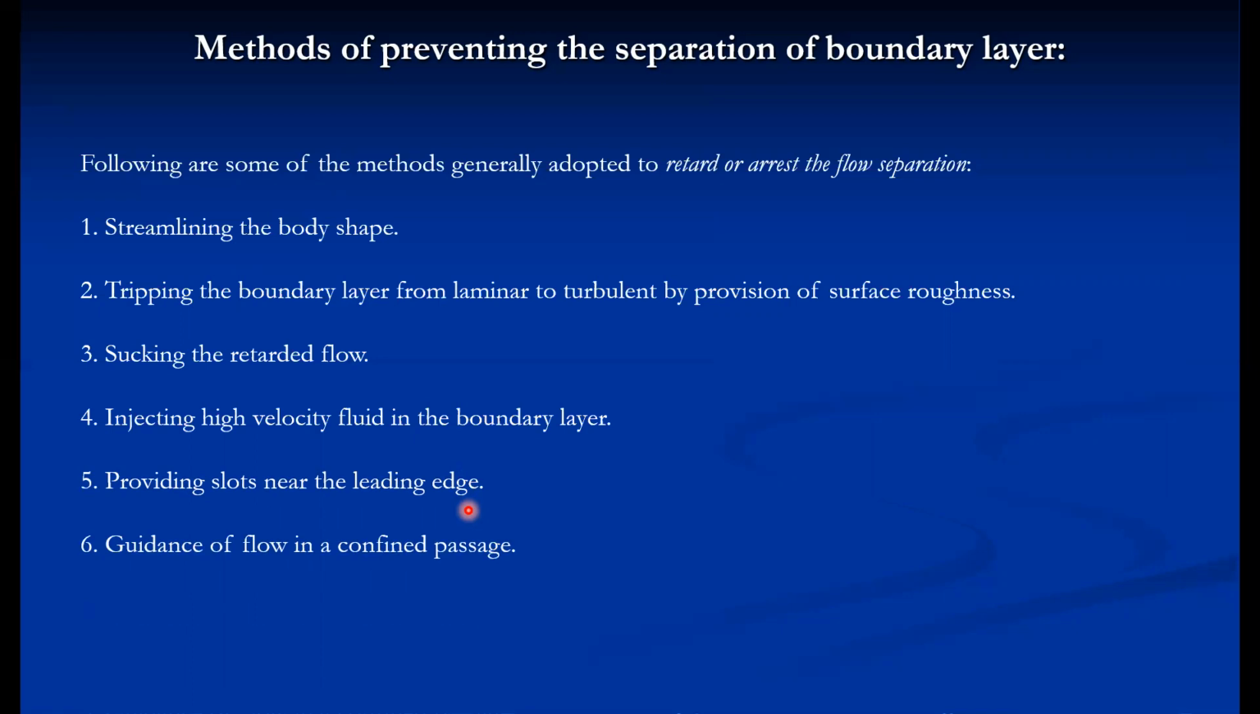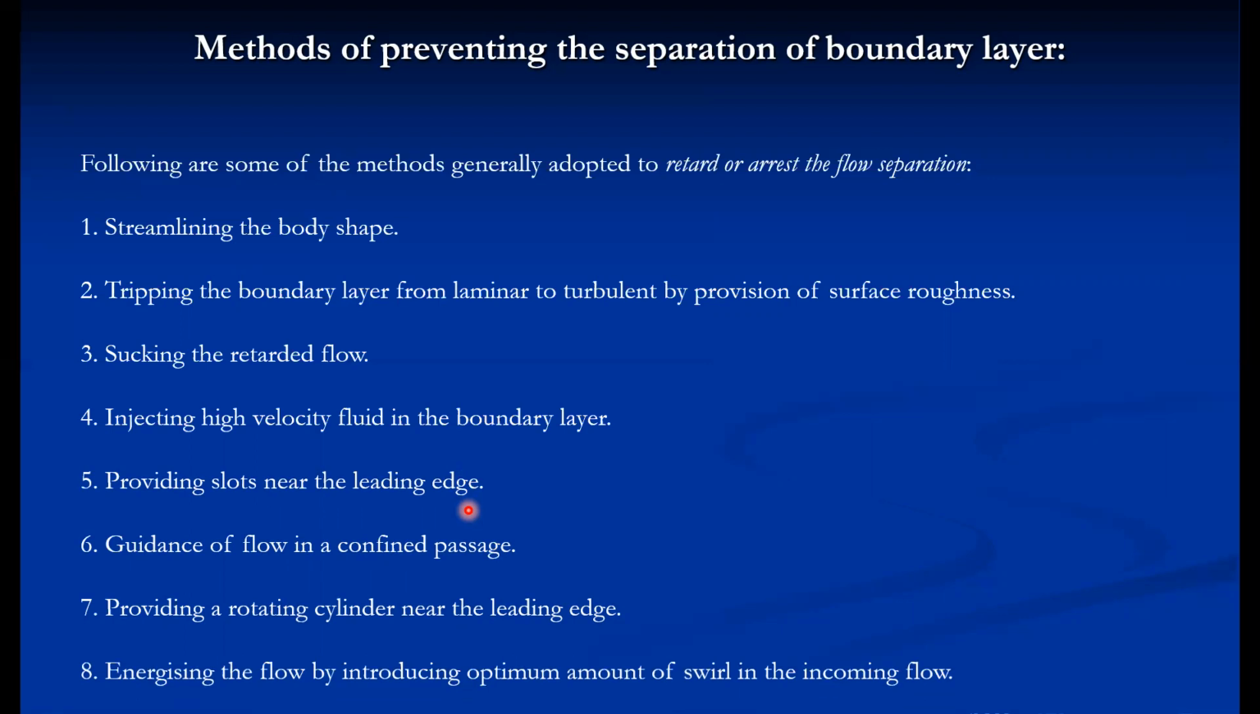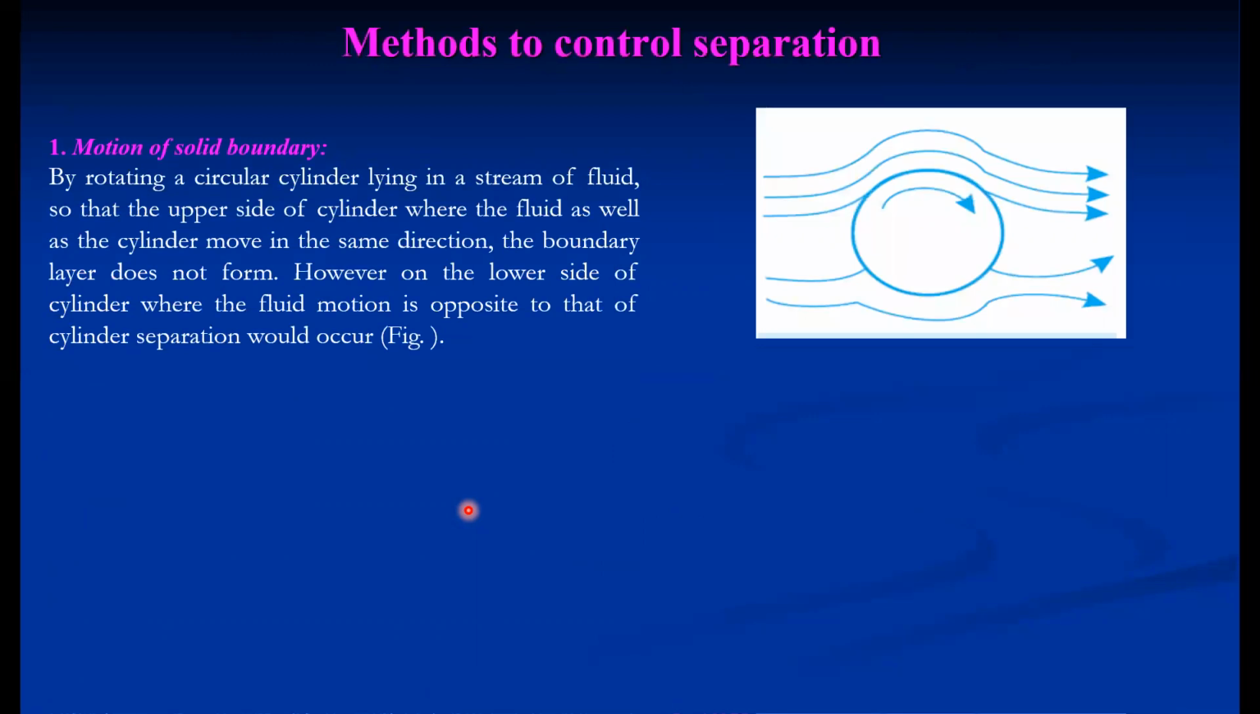Then guidance of flow in a confined passage and providing a rotating cylinder near the leading edge. Energizing the flow by introducing an optimum amount of swirl in the incoming flow. That is a mechanical way we can say. So these are almost 8 techniques we have listed for preventing the separation of boundary layer. Few of those techniques we will discuss. First, motion of solid boundary by rotating a circular cylinder lying along the direction of flow, in a stream of fluid, so that on the upper side of the cylinder, where the fluid as well as cylinder move in the same direction, the boundary layer doesn't form. However, on the lower side of the cylinder, where the fluid motion is opposite to that of the cylinder, separation would occur. But we can prolong the separation because of this rotation of the cylinder, and so we can minimize the losses.